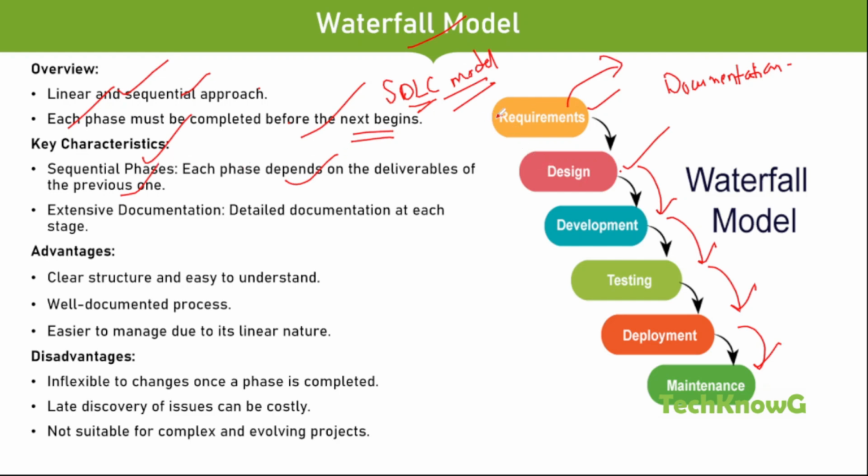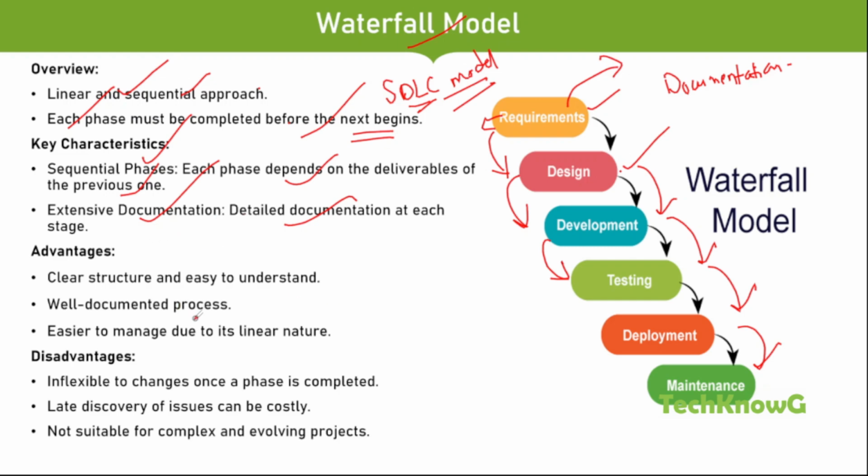So when this phase entirely completes, whatever the output will be, those requirements will be used for the designing. Once the designing is completed, the output of designing will be used for development. When the entire development completes, then the testers can run the testing. So like that, it will be there. Then extensive documentation: detailed documentation at each stage will be there in the waterfall model.